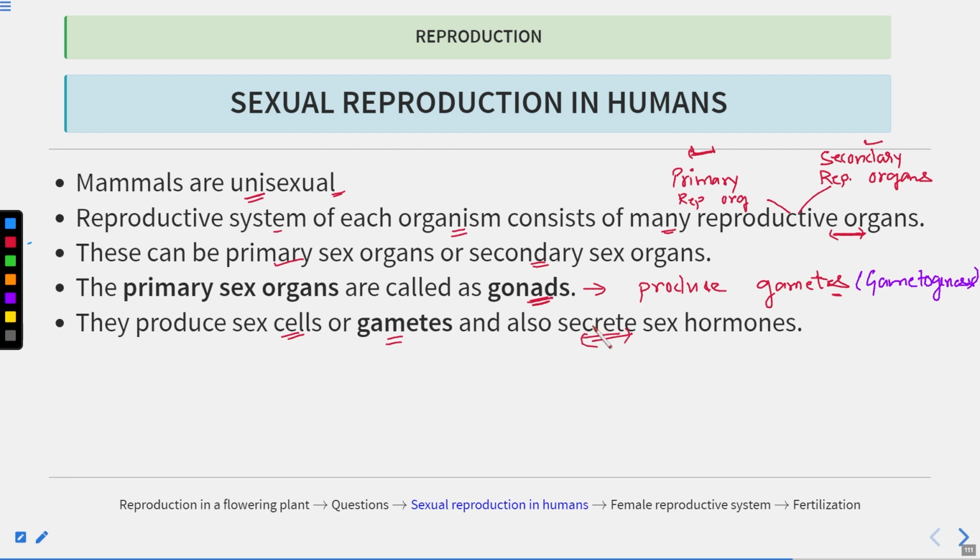What kind of sex hormones? Examples are estrogen and testosterone. Estrogen is usually present in females, and testosterone is a male hormone. These gonads produce sex cells known as gametes. What are gametes? In the male, it is the sperm, the male gamete. And the female gamete is the egg, which is represented by this. This is female.